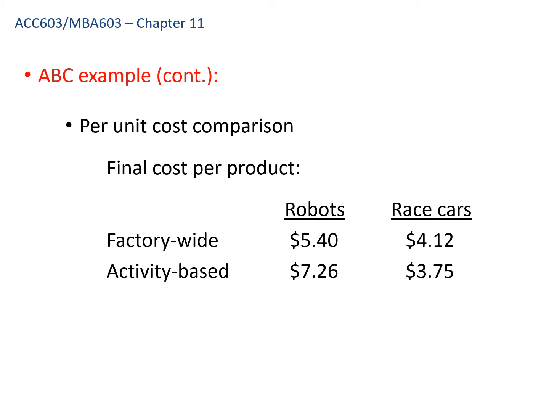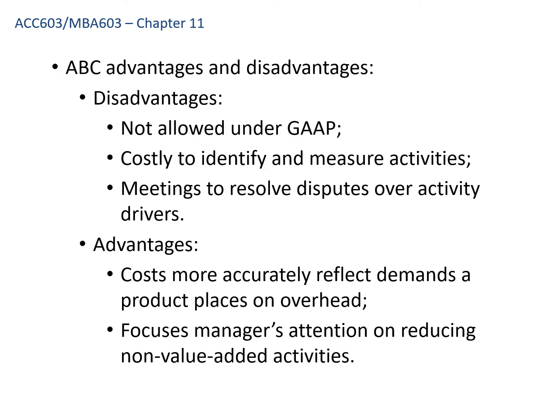So some of the advantages and disadvantages of this. The number one disadvantage, and your book does not mention this, I should have that in red actually, is activity-based costing is not a method that's allowed under generally accepted accounting principles. So you have to have two separate costing systems, which is usually most companies judge it to be more expensive than it's worth to do that.